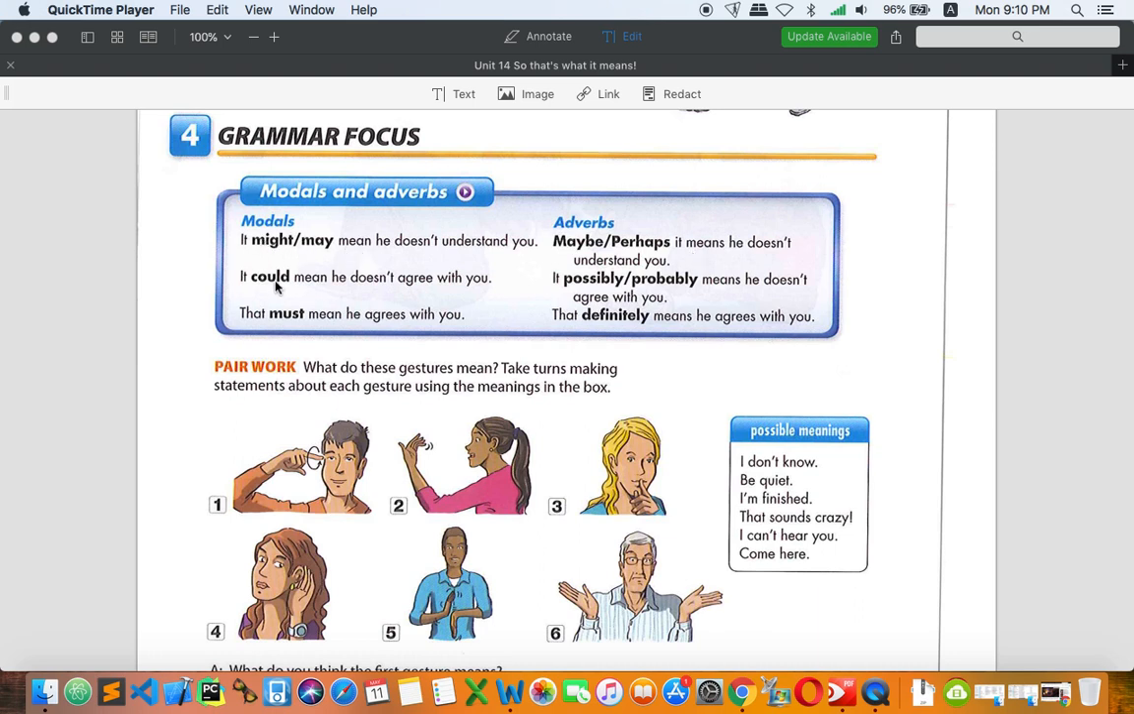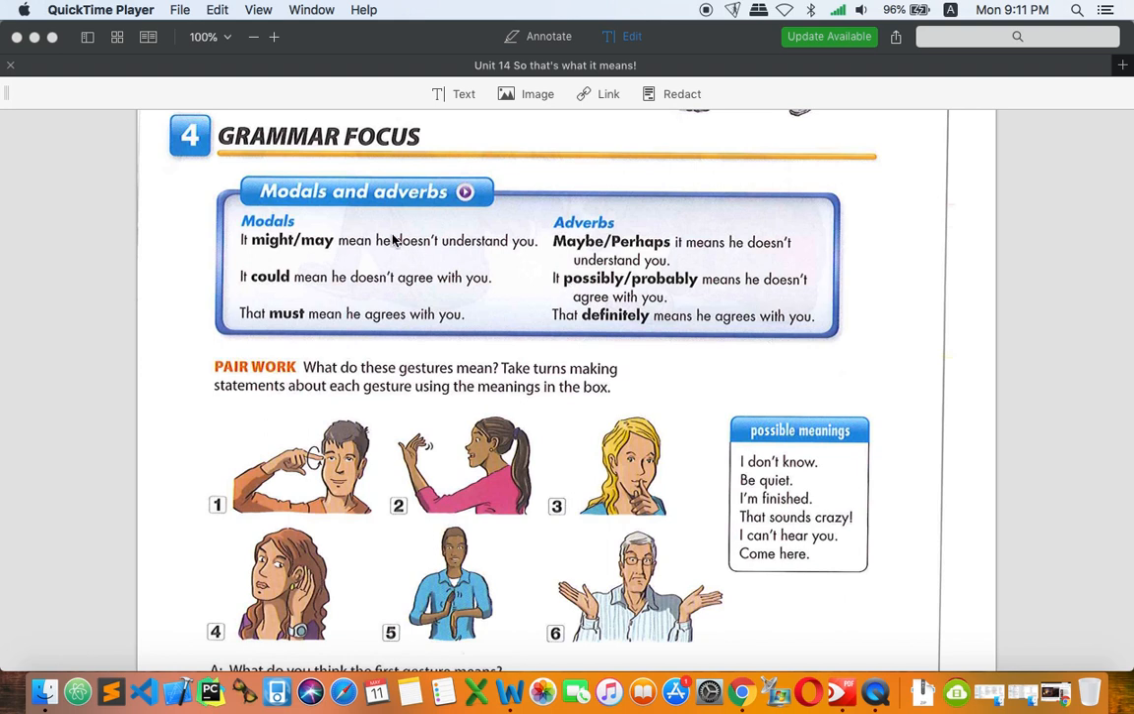Could is similar to possibly and probably. You can say possibly or probably, and also the same thing as maybe or perhaps: your subject has to agree with the verb. So adverbs will not affect any subject or verb in a sentence, but modals, of course, will. So the verb after the modal must be in a base form. Must, the same thing. So you can use definitely. Definitely is an adverb. It does not affect subject and verb at all.